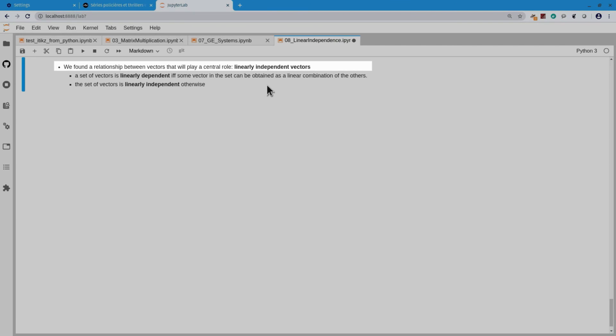The second thing we found, and that's the most important part of this lecture, is that there's a relationship between vectors that plays a central role in what we'll do from here on out. The concept of linearly independent vectors. Just to remind you what the definition meant, a set of vectors is linearly dependent if and only if there's at least one of those vectors in that list that I can write as a linear combination of the other vectors. The moment that's the case, my vectors are linearly dependent. If I can't do that, all the vectors are linearly independent.